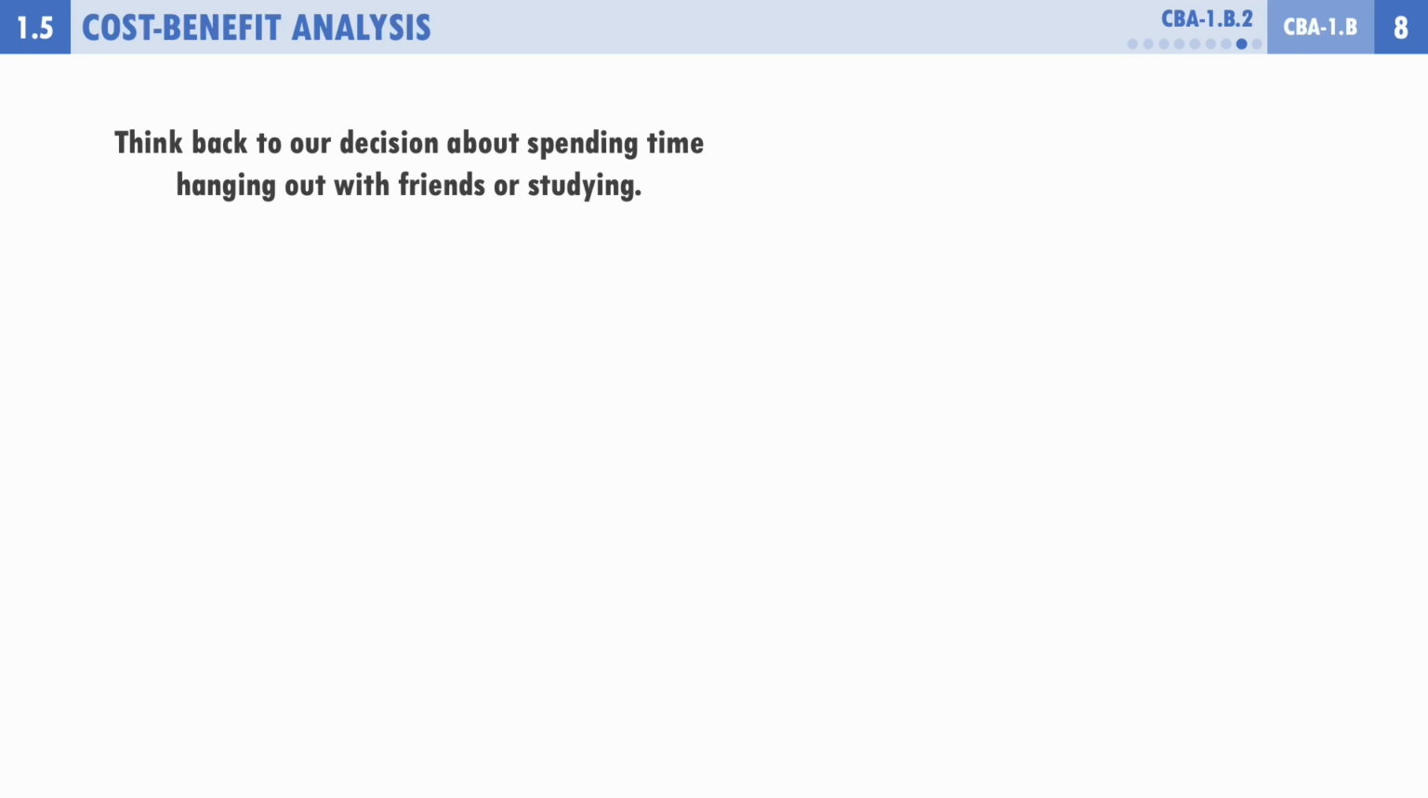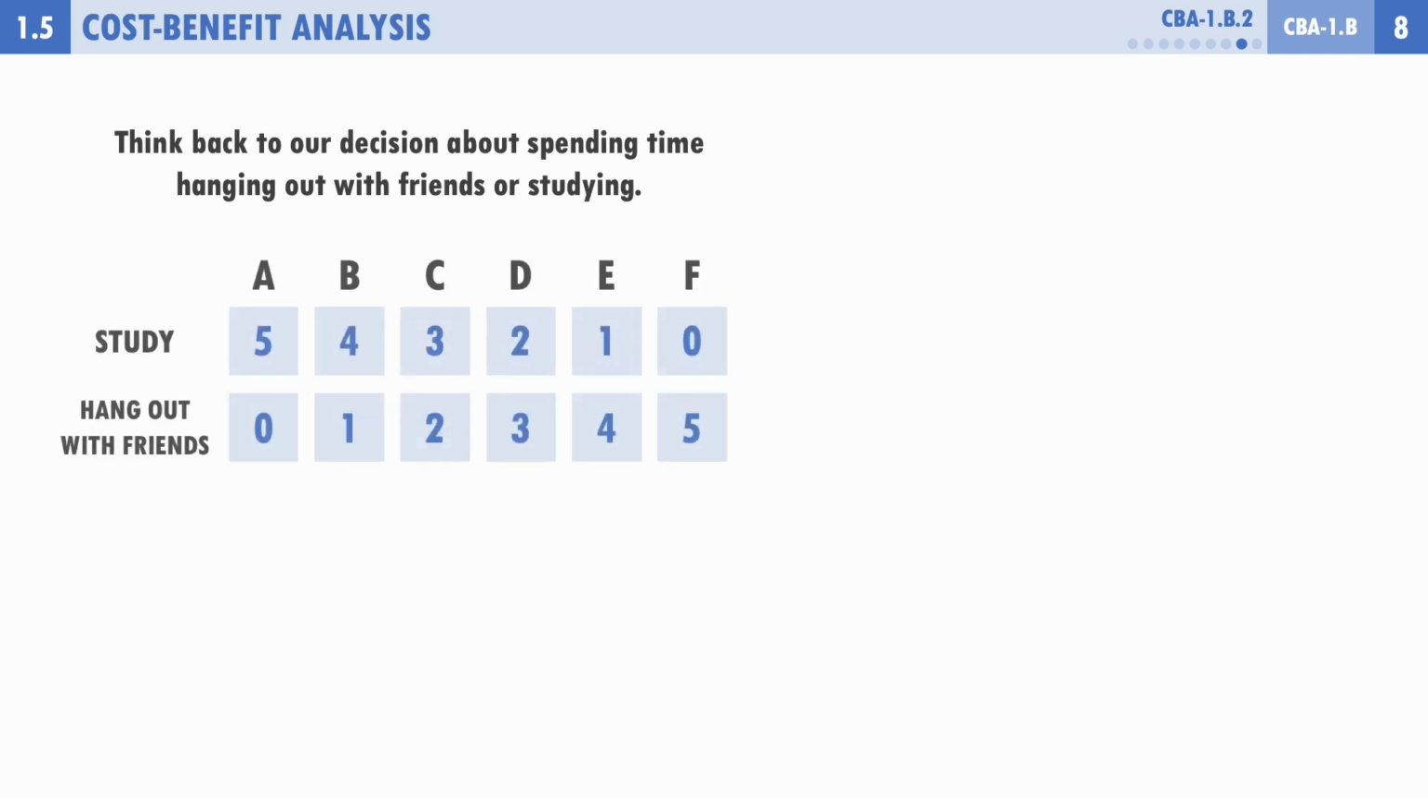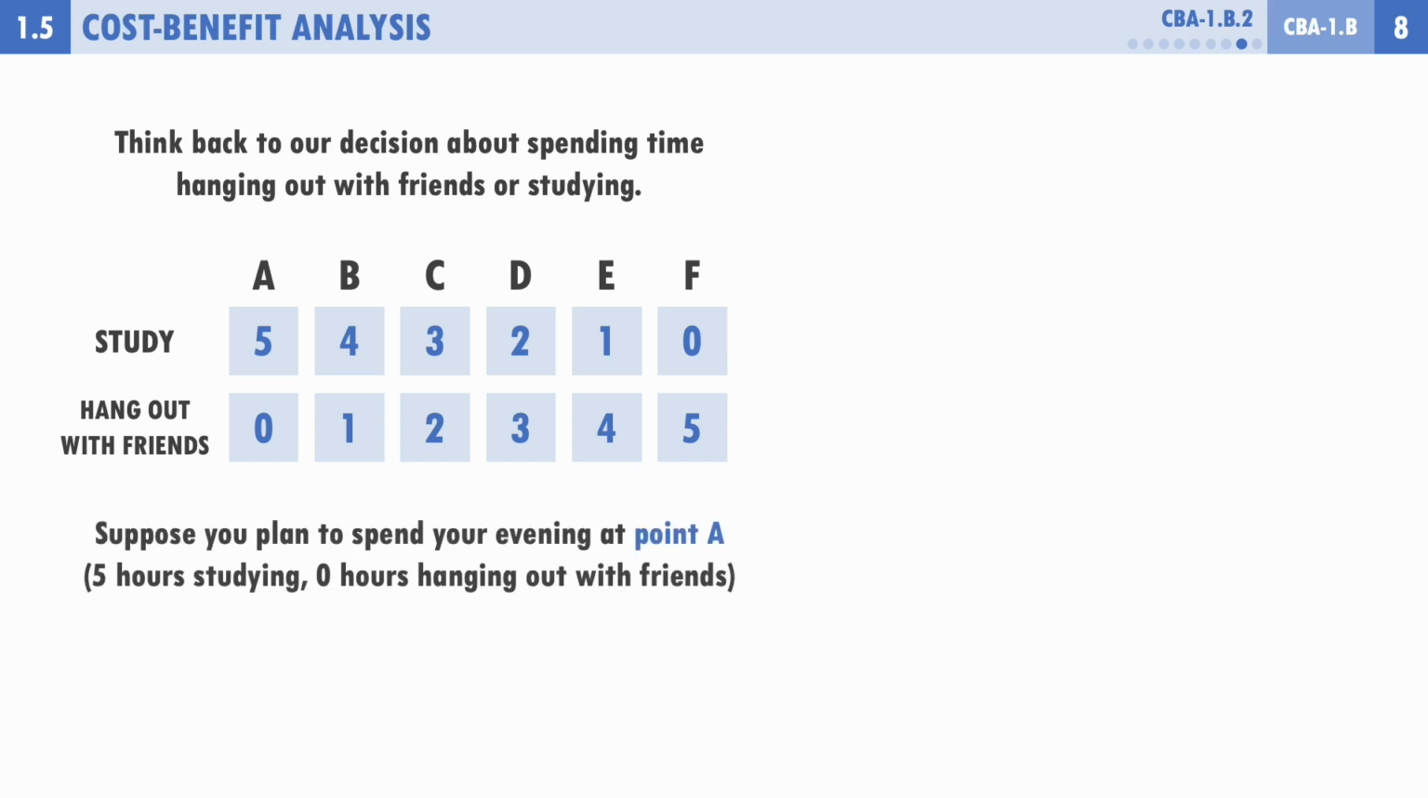If you think back, we had talked about a decision we had made of should we spend time hanging out with our friends or should we spend time studying? And we saw we had all these different options about how to spend our time. Now, suppose that we had chose point A, right? Like, we chose point A where we're going to spend 5 hours studying and no hours with our friends.